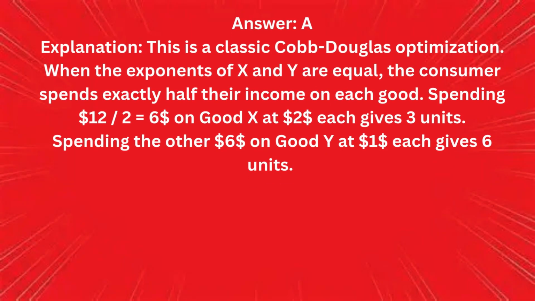Answer, A. This is a classic Cobb-Douglas optimization. When the exponents of X and Y are equal, both are 1 here, the consumer always spends exactly half their income on each good. Spending $12/2 equals $6 on good X at $2 each gives 3 units. Spending the other $6 on good Y at $1 each gives 6 units.